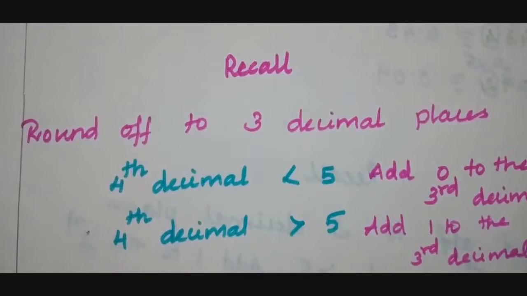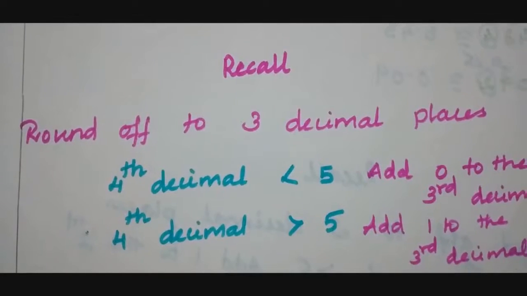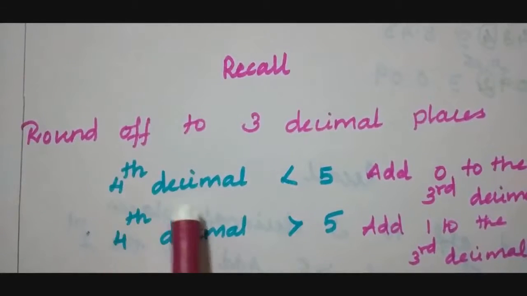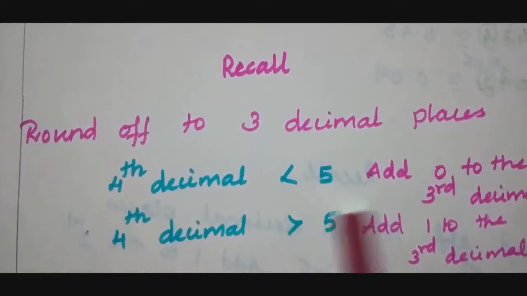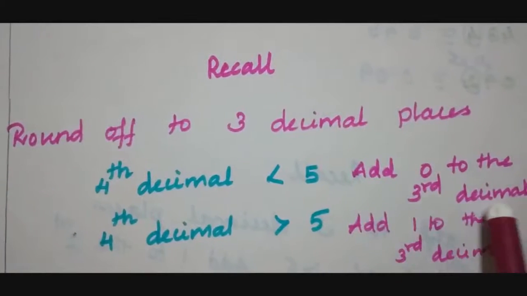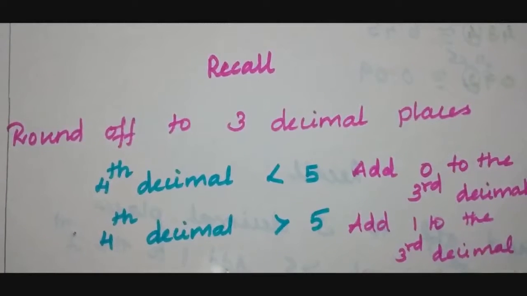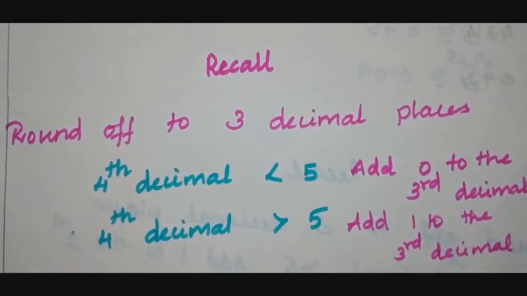Let us recall what we have learnt in today's class. Round off to 3 decimal places. Always remember that when we round off to 3 decimal places, if the fourth decimal value is less than 5, add 0 to the third decimal place. If the fourth decimal value is greater than 5, add 1 to the third decimal place.